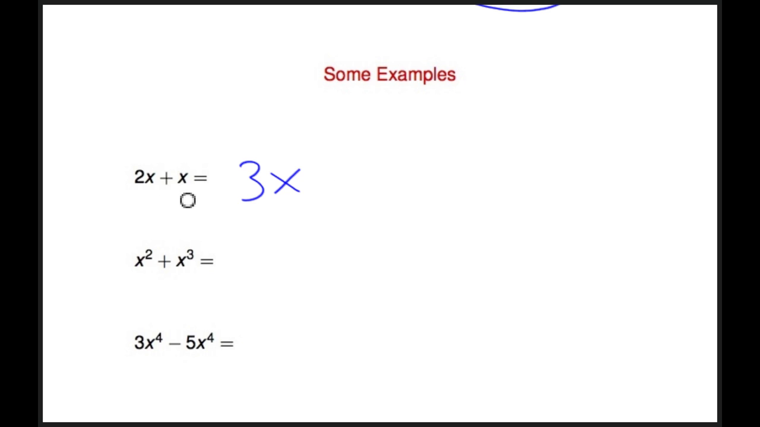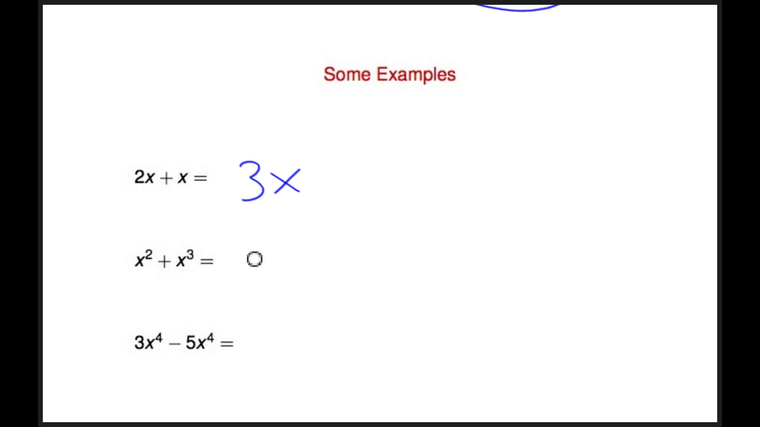Since this was an x and this was an x, this is also just an x. Not x squared, not x cubed. Speaking of x squared and x cubed, how about this one? X squared plus x cubed. So remember, we're adding or subtracting things here, which means that the exponents do not change.